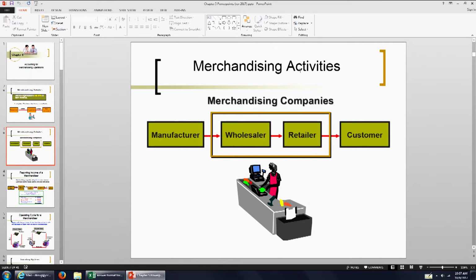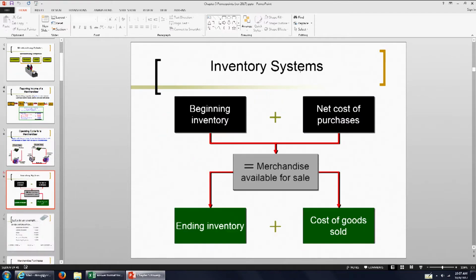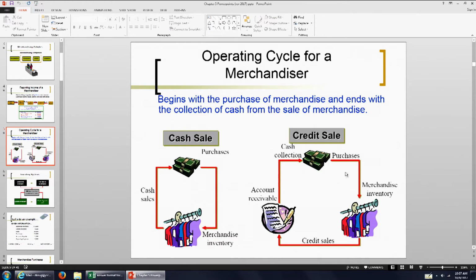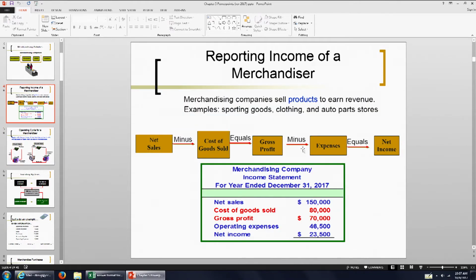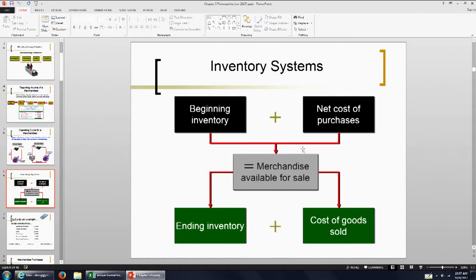And retailers and merchandisers purchase items from manufacturers and then sell them to the public, right? So they have the purchase cycle, they have the sales cycle, okay? And their net income equation looks a little different. It looks like that, and their inventory flow equation looks like that.